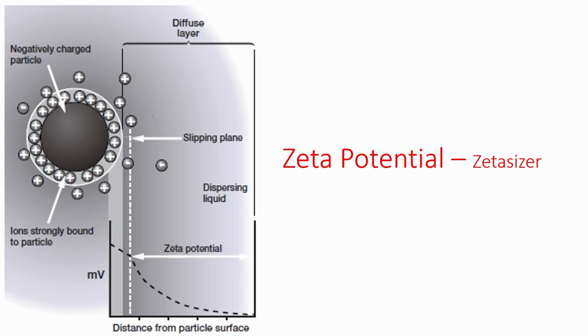In simple terms, zeta potential may be defined as the charge on a colloidal particle in a liquid solution. This is a negatively charged particle, so positive ions, by electrostatic interaction, will be adhering to this negatively charged particle and will be tightly bound to it. This layer is known as the Stern layer.